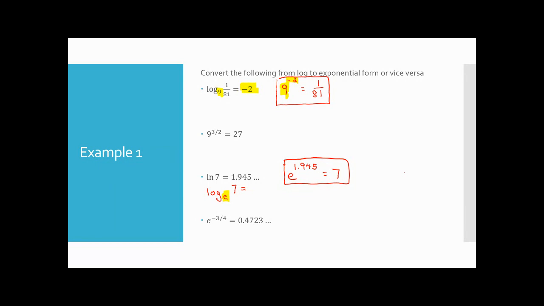Okay. So pretty much the first one is like the second one, but the 9 would have the exponent of 2 since that is where it's on the other side of the equation. Is that right? Yep. Okay.